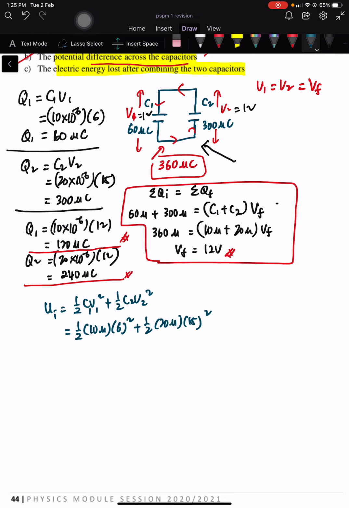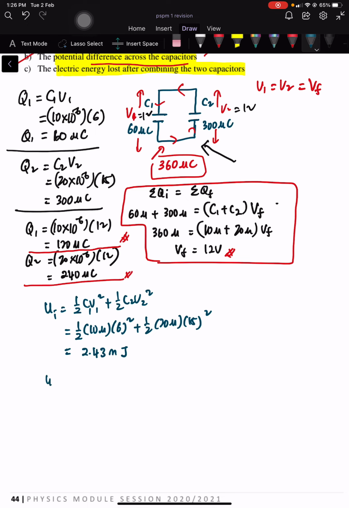plus dengan setengah 20 mikro darab dengan 15 kuasa 2. So, yang akan dapat U initial nilainya 2.43 milijoule. Okay, mili means 10 kuasa negatif 3, jadi 10 kali 10 negatif kuasa 3 joule. Okay, so dah dapat U initial.